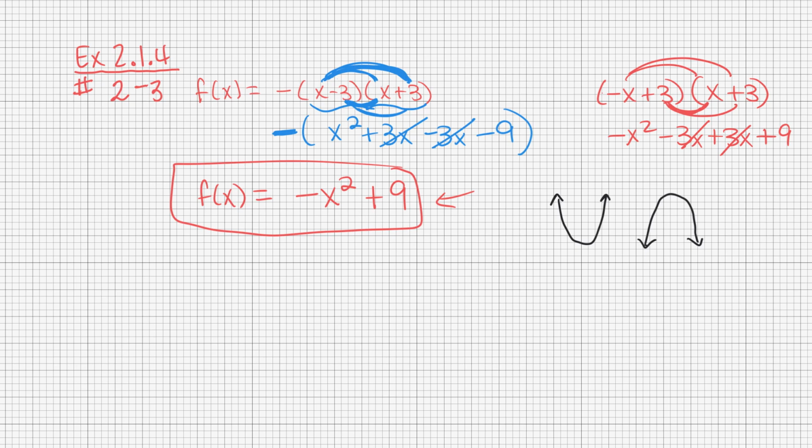Because of the negative x squared, this part right here tells us that we have a parabola that is opening down. Okay? So we have a general look at the picture, right?